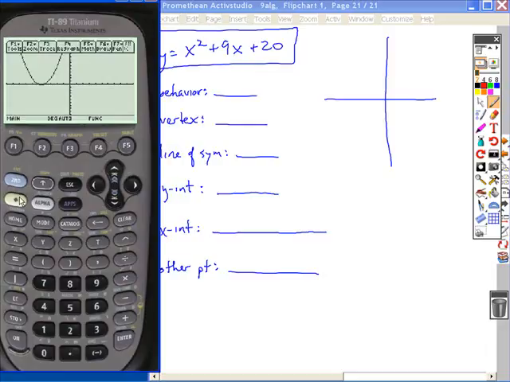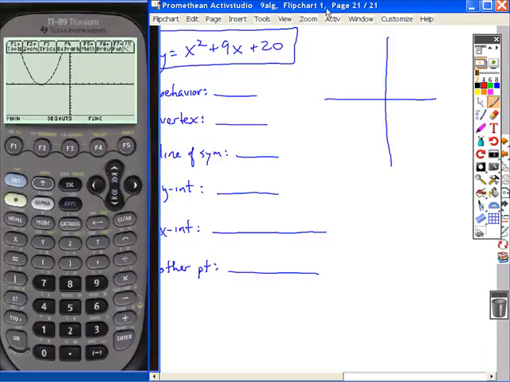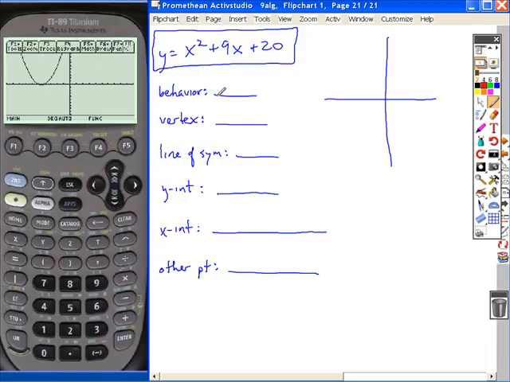Here we see it fits into this window. I can narrow it down if I wanted to, but it fits in the default window, so we'll keep it just as it is. Anyway, what is the behavior of this graph? Is it opening up or down? We see it's opening up, and that means that the vertex is going to be what? A maximum or minimum? It's going to be a minimum.